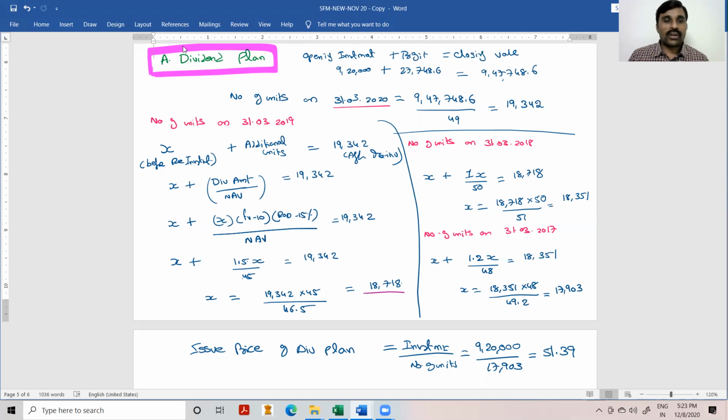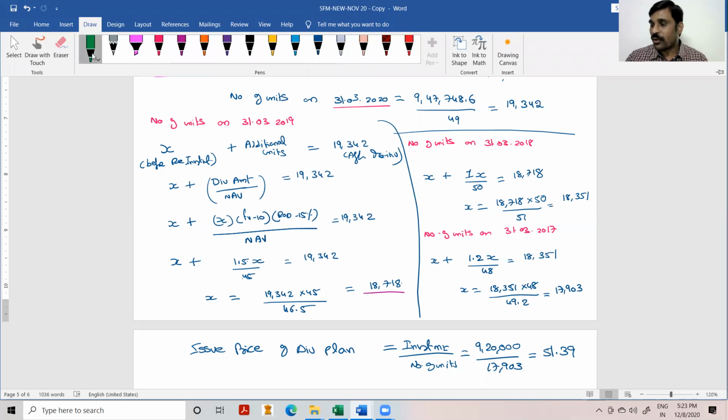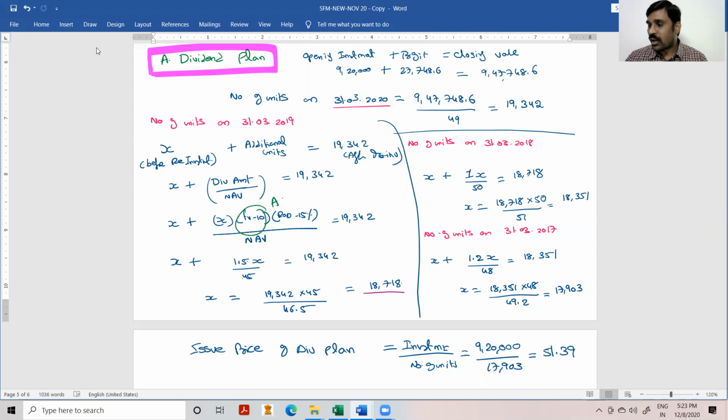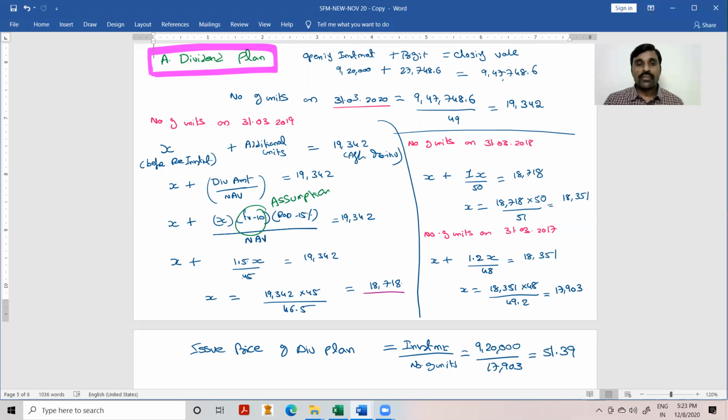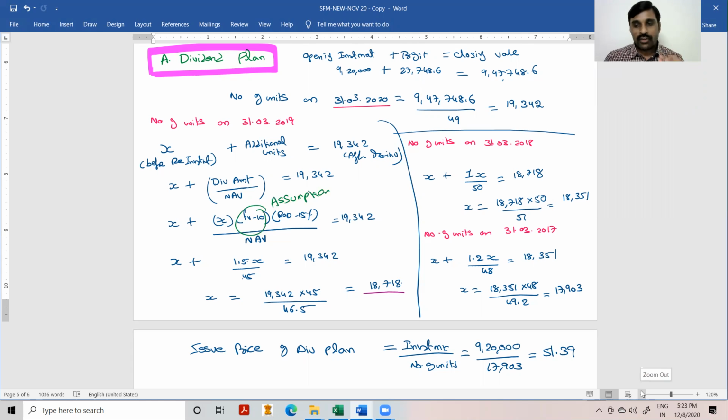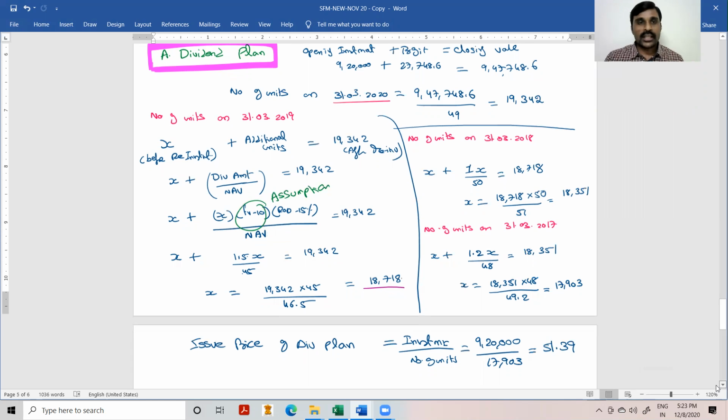The only thing I have assumed is the face value of 10 rupees. That is my assumption. So number of units into face value into rate of dividend will give the total dividend amount. Total dividend amount divided by NAV will give you the additional units purchased. Opening units plus additional units purchased is equal to closing units. You can put pen on paper and write one formula. It is just the interrelationship between values.